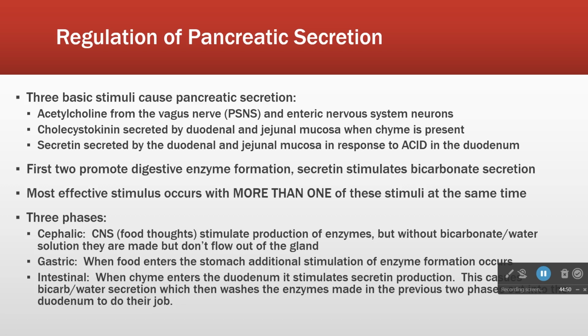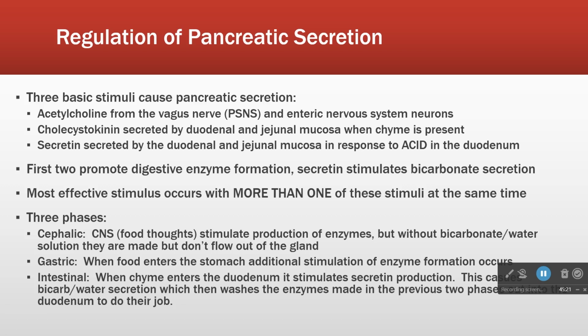But we don't get a lot of the bicarbonate and water solution until food actually enters. The bicarbonate water solution can be made really fast and easy. The enzymes, like all enzymes, are proteins. They take time. So the idea behind the cephalic phase is that by the time food gets to the intestine, we want digestion ready to happen. The only way that's going to occur is if we prep ahead of time. Pre-game, as we like to say.